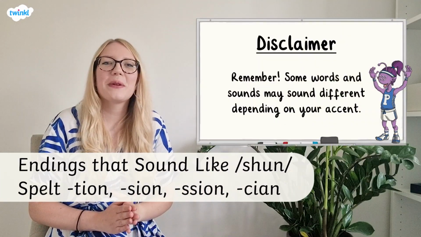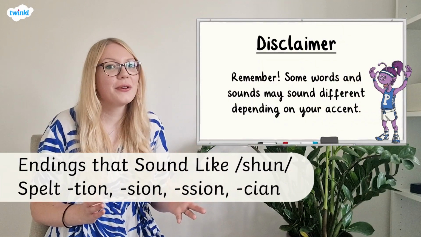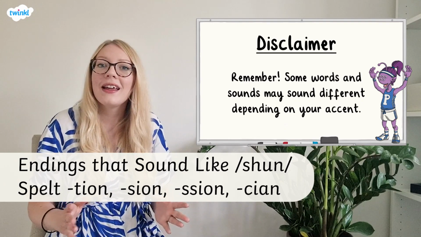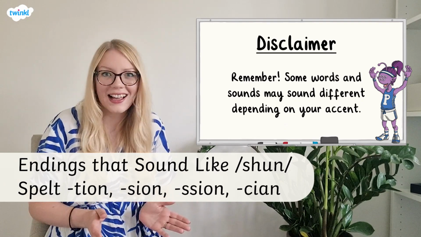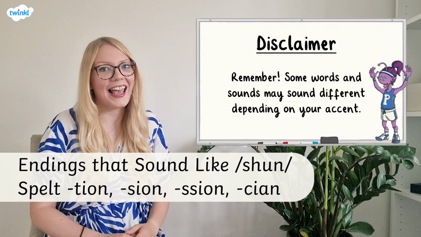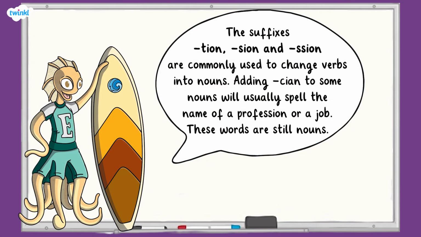In this video, we will be looking at words that end with the shun sound when it's spelled tion, sion, ssion and cian. The suffixes tion, sion and ssion are commonly used to change verbs into nouns. Adding cian to some nouns will usually spell the name of a profession or job. These words are still nouns. When adding each suffix to words, there are rules we can follow to help us to spell them correctly.